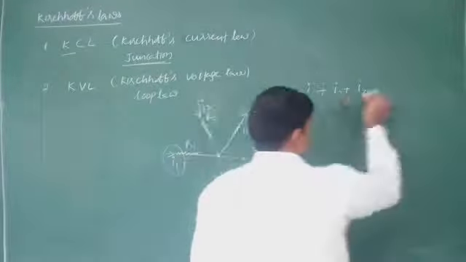In terms of current, total current entering the junction must equal the total current leaving the junction. That is Kirchhoff's first law, also called the junction law. So Kirchhoff's first law obeys the law of conservation of charge.